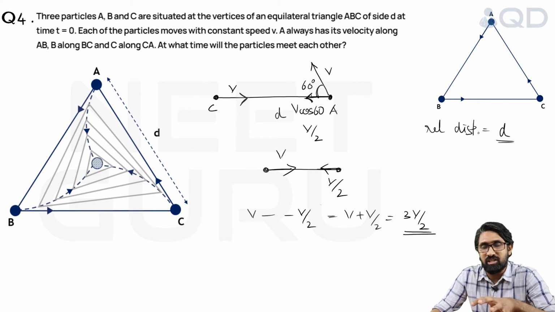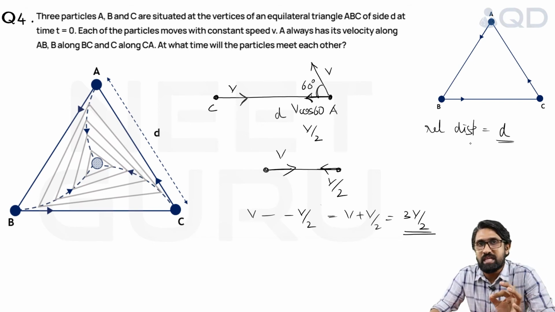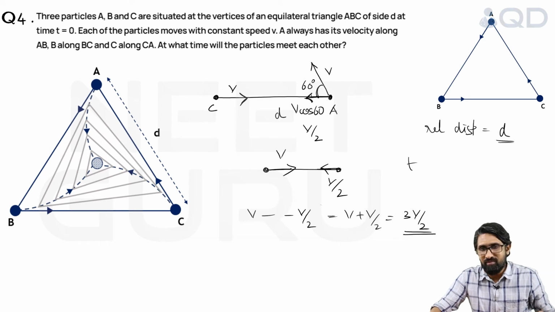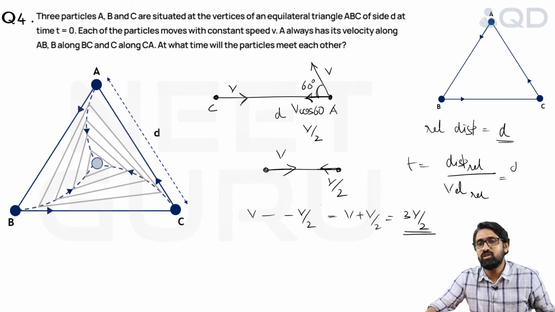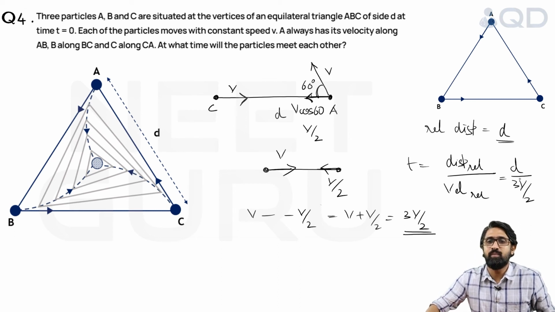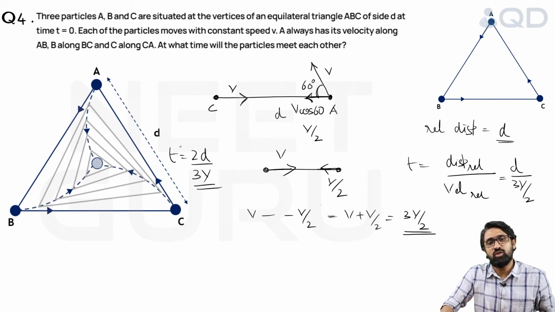The relative separation initially was d, and the relative displacement is d itself because finally they meet together. So you know the relative displacement and the relative velocity. So the time will be equal to relative displacement by relative velocity, that will be equal to d divided by 3v by 2, and finally the answer would be 2d by 3v. If I rearrange it, t will be equal to 2d by 3v. So that is how we solve it.